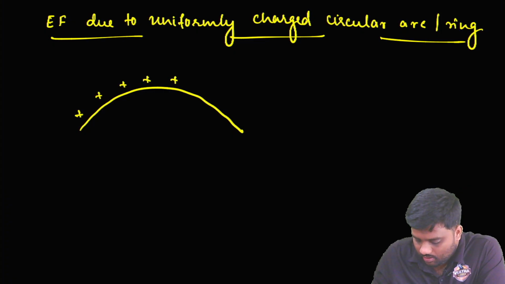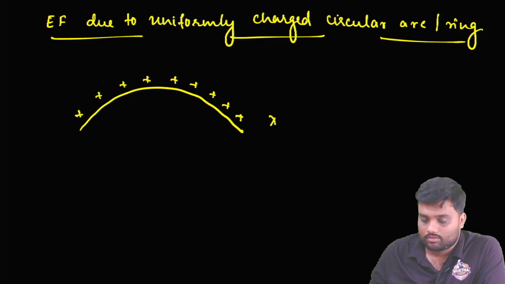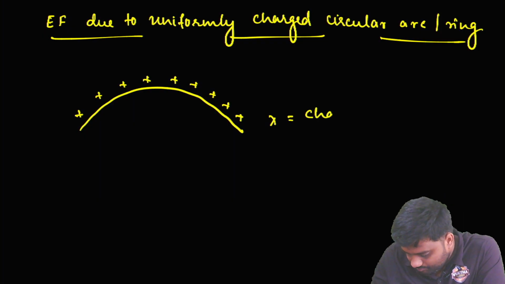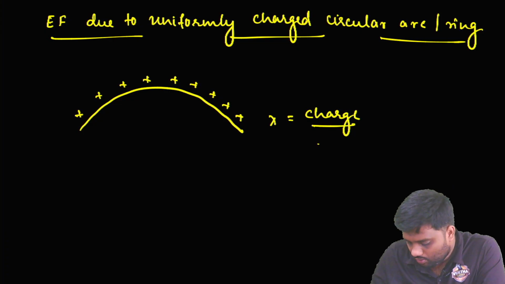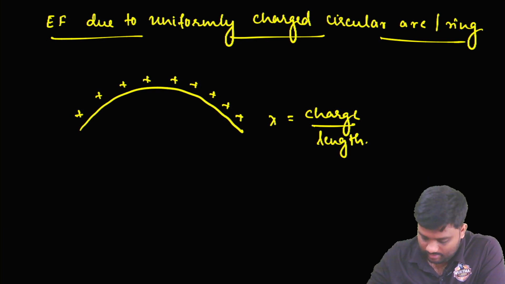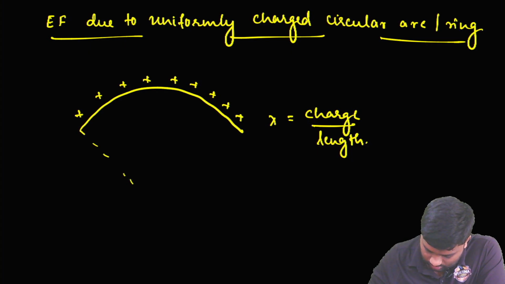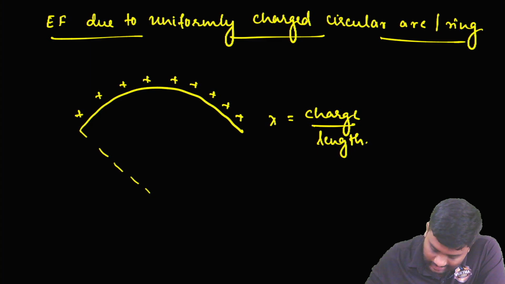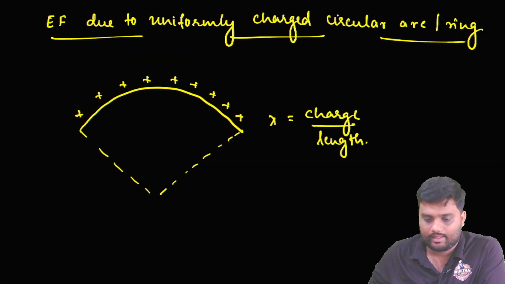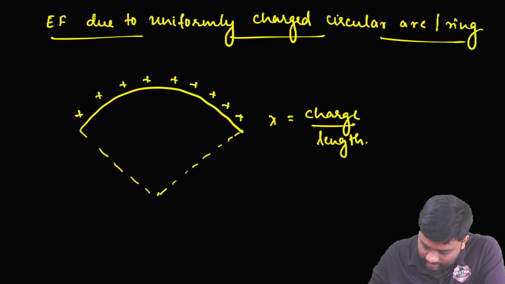Suppose it is a circular arc which has a charge density, that means lambda. This is the charge distributed over some length. That is called charge density. It is the linear charge density, because it is distributed across this length.